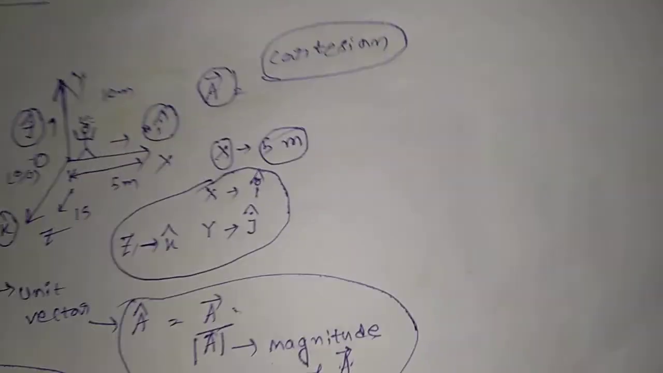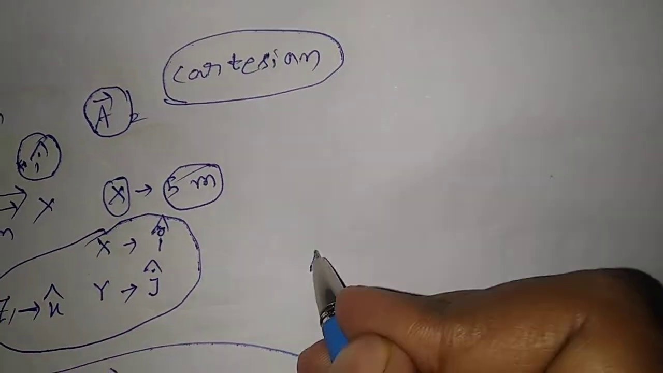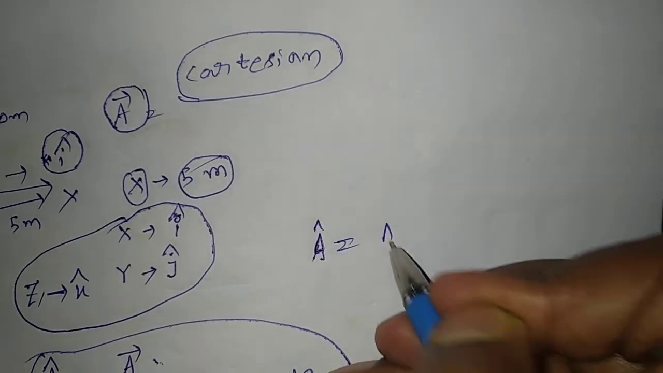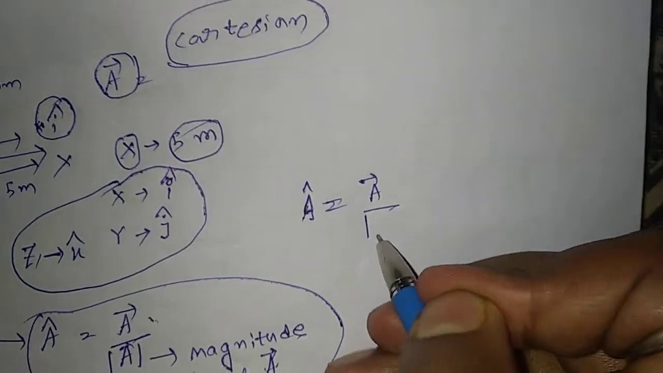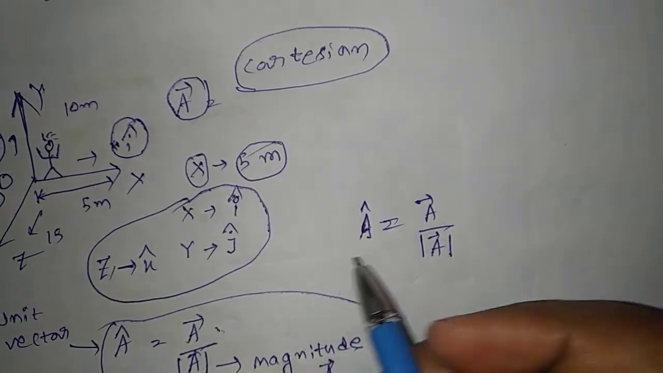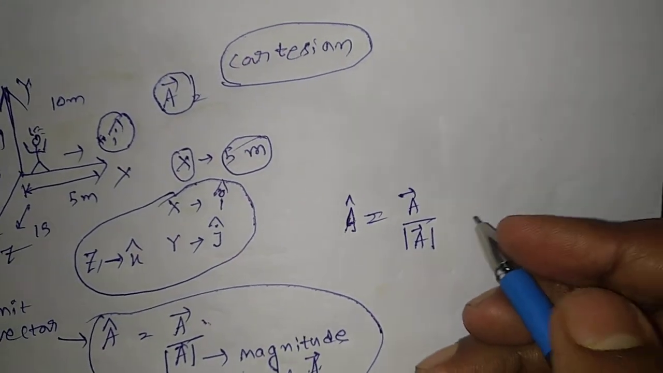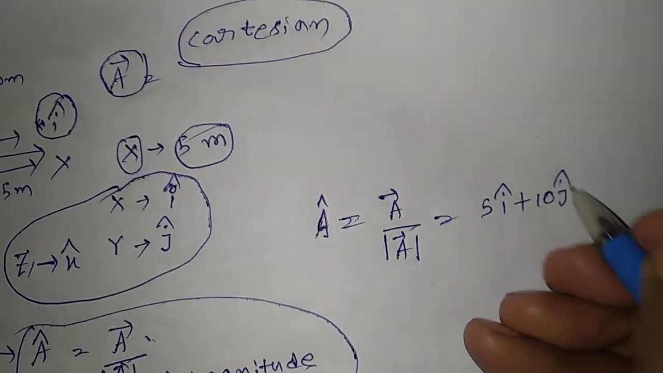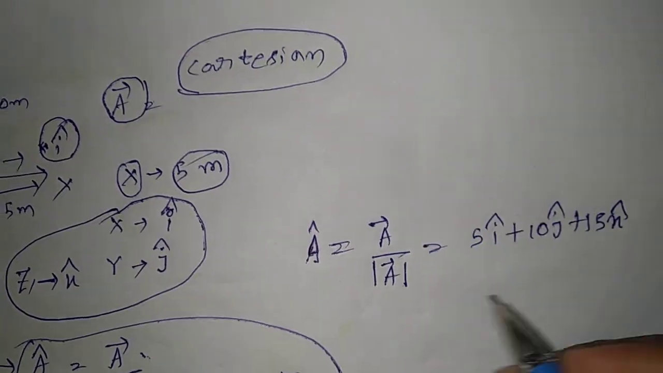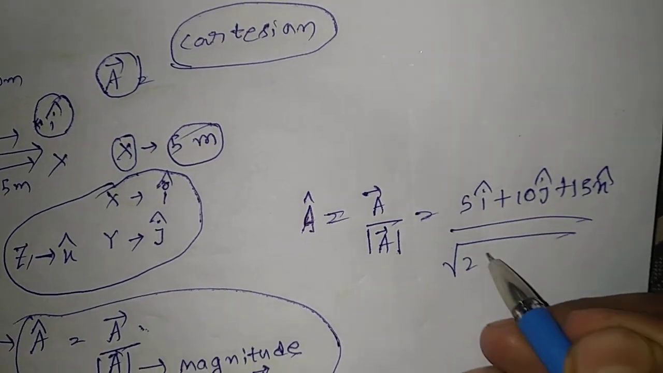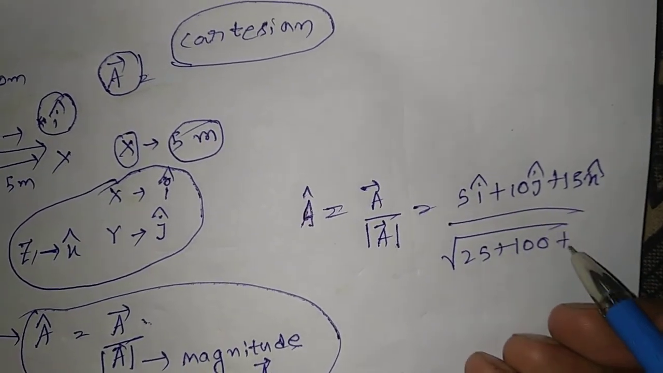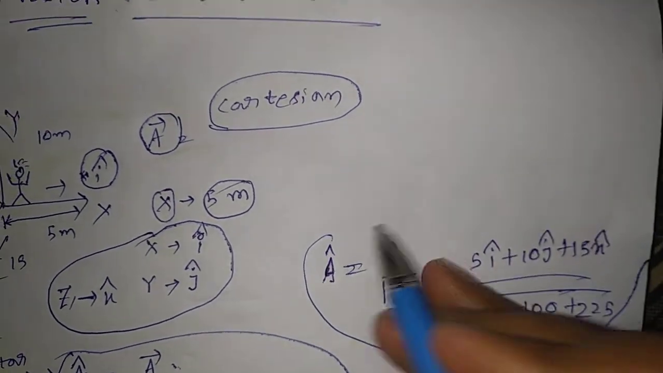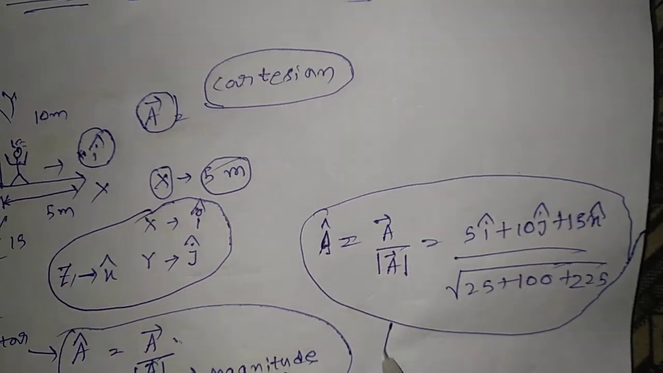So how to get the unit vector? What I have told you is that the unit vector is the ratio of the vector divided by its magnitude. Here you have got the vector as 5i hat plus 10j hat plus 15k hat, divided by the magnitude, the square root of 25 plus 100 plus 225. So you get the result of the unit vector.